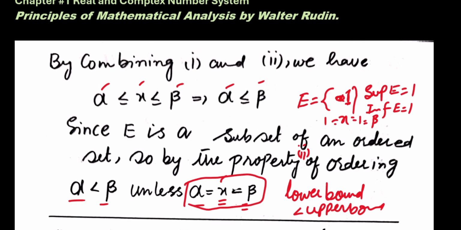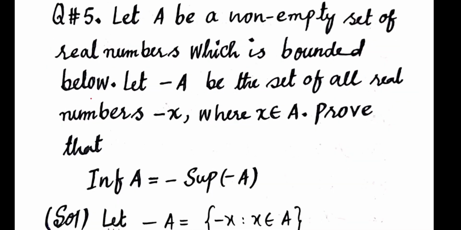Next, question number 5. This is also an important question, and this is the property of supremum and infimum. Let A be a non-empty set of real numbers which is bounded below. Let minus A be the set of all real numbers minus x, where x belongs to A. Prove that infimum of A is equal to minus supremum of minus A.